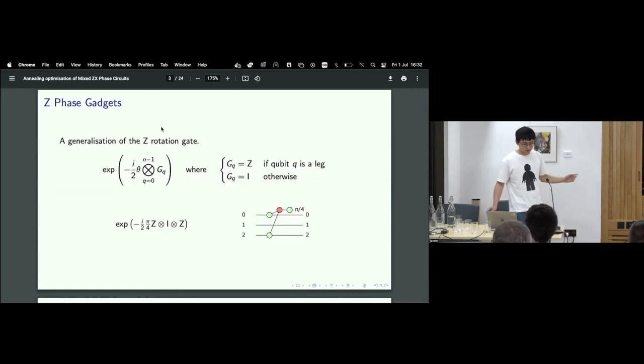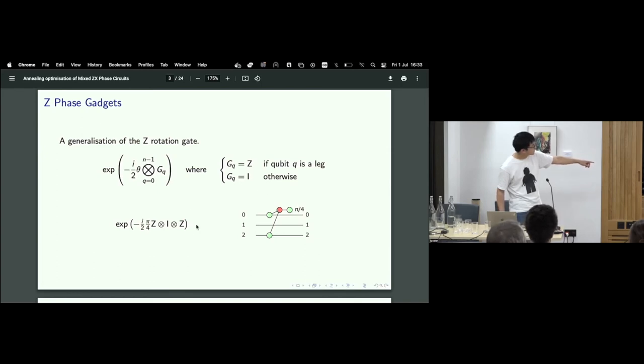So what is a phase gadget? Well, a phase gadget, if you think of it in linear algebra terms, is just the exponential of a Pauli string. So here you have, for example, the exponential of Z, I, and Z, and it's parameterized by some phase. So if you have pi over 4 over here, then you're going to get a pi over 4 over here.